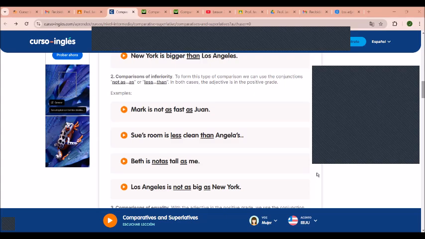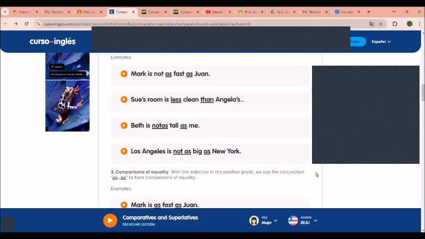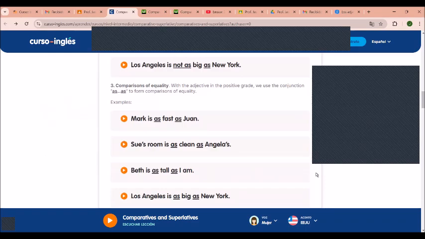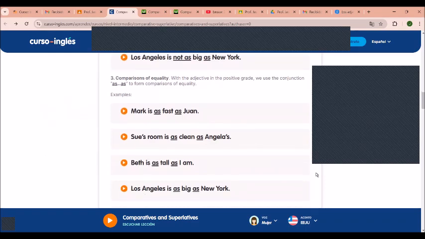Let's look at equality when comparing two things. This time we'll go with Ulysses.